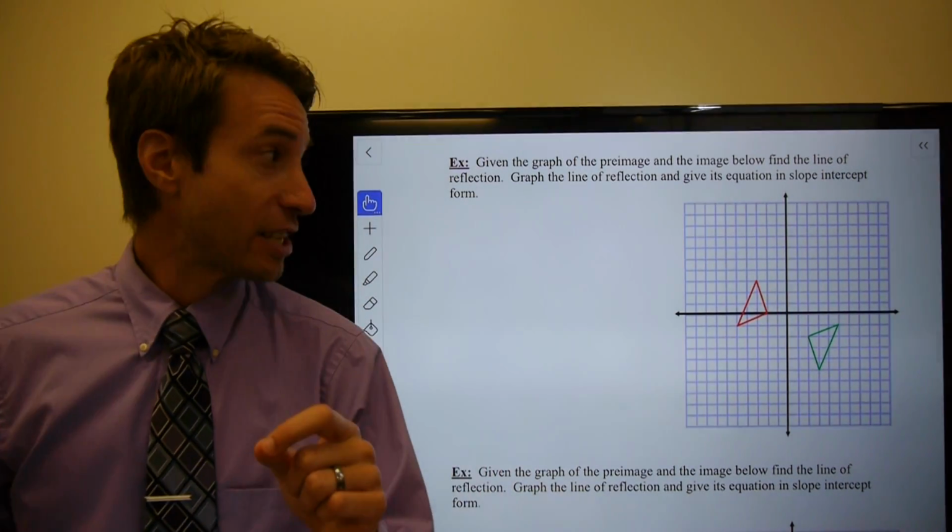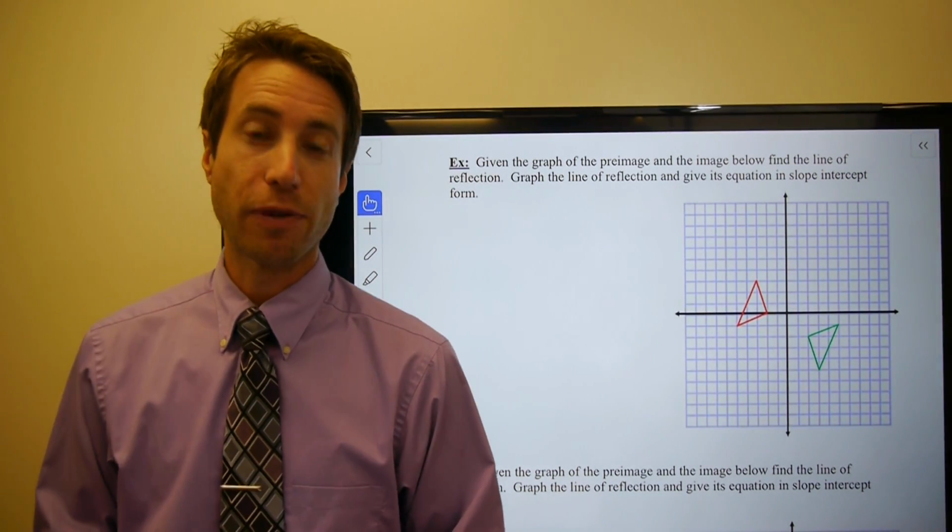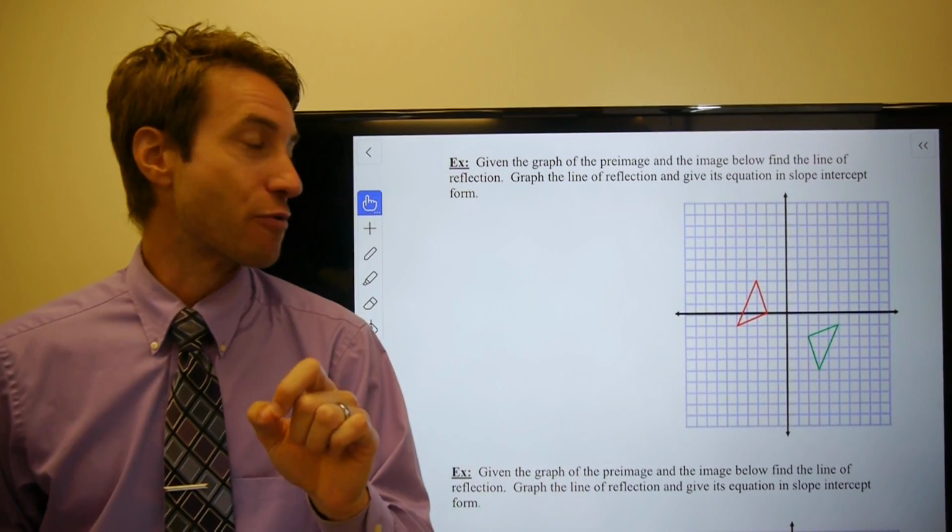Alright guys, welcome to this page of the notes, and what we're going to do here is I am asking you to find the line of reflection. Now, real quick, a couple of things about the line of reflection.